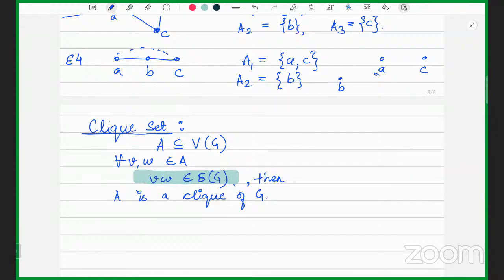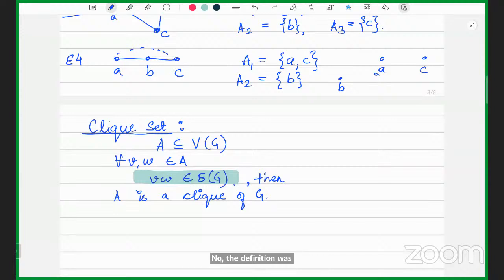Hello? Am I audible? Yeah, now we can hear you. Yeah, somebody muted me in between. Oh, okay. Sorry. Yeah, please continue. No problem. So should I repeat the clique definition? No, the clique definition was clear.